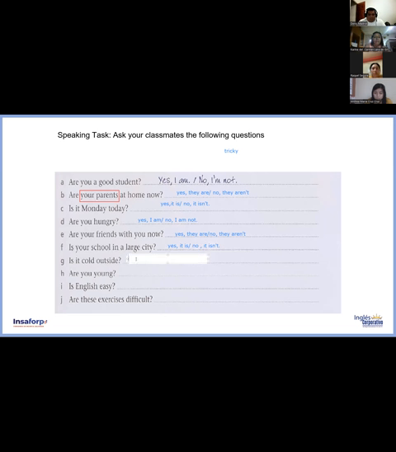Okay, perfect. Thank you, Wendy. Somebody else, the last paragraph. Who wants to read it? The last one. Okay, thank you, Jose. Let's do it.